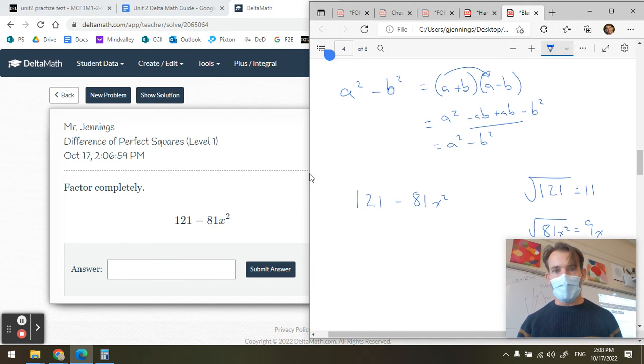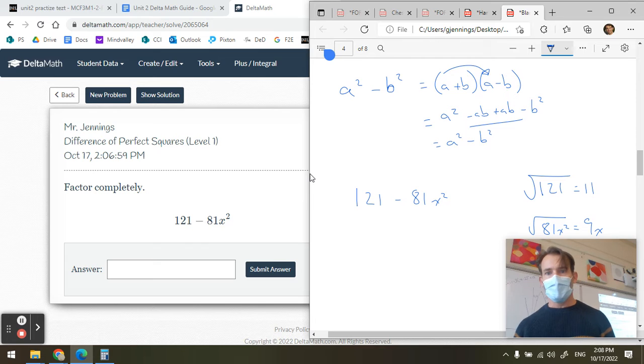And then we're going to use that pattern of a squared minus b squared as a plus b times a minus b. So this is going to be equal to 11 plus 9x multiplied by 11 minus 9x. And we're done.